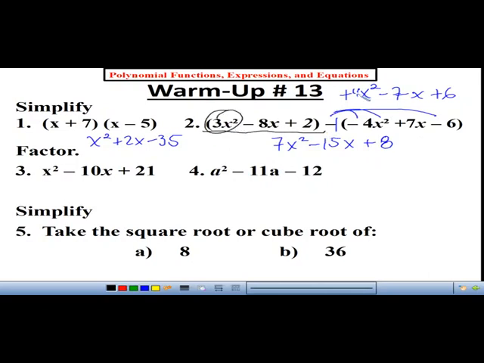What is 3 plus 4? That gives us 7x². Negative 8x and negative 7x gives us negative 15x. And then the constants, 2 plus 6, that is 8.